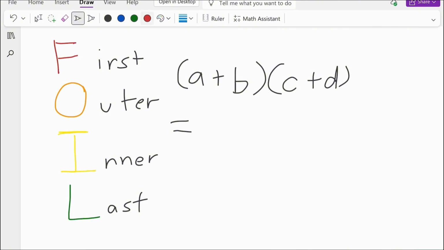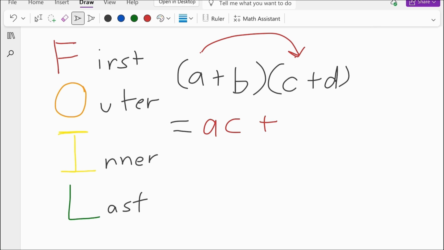So when we're multiplying two binomials, for example, a plus b times c plus d, first we're going to multiply the first terms in each binomial. The first term in the first is a, the first term in the second is c. So we just multiply these together. So you get a times c, plus, and then we're going to take the outer ones.